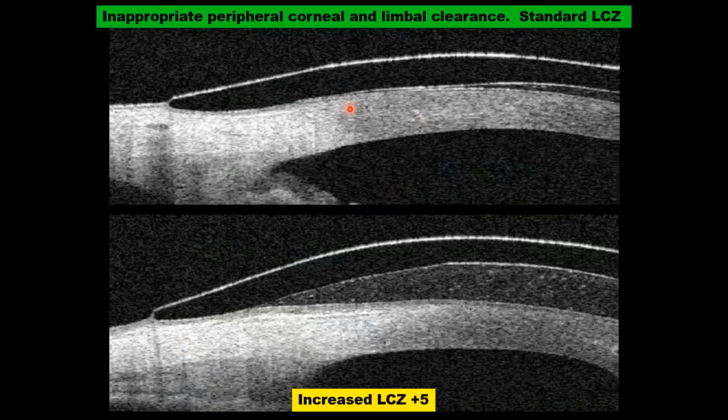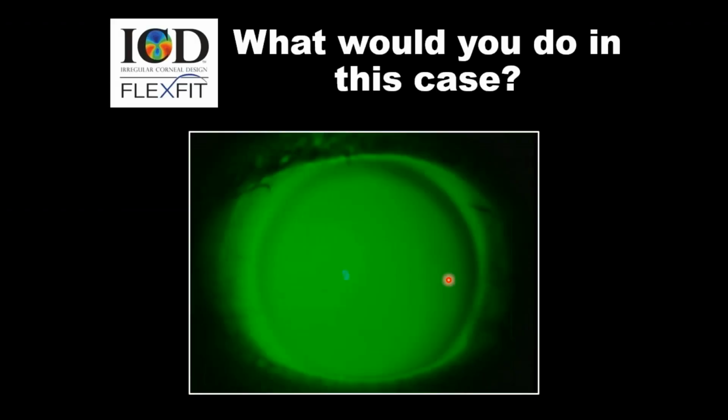So here's an example where the trial lens goes on eye and it has an inappropriate clearance through the limbus and peripheral cornea. That lens hasn't settled yet, so as it sinks and settles into the conjunctiva, it's going to definitely be in bearing on the peripheral cornea and limbus. So by increasing the limbal clearance zone angle, you notice that vault is altered significantly. So when you have that bearing at the limbus, just increase the limbal clearance zone 5 steps. That's the standard adjustment. 5 times 25, 125 microns.